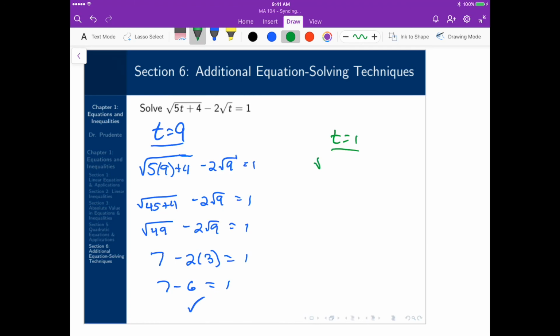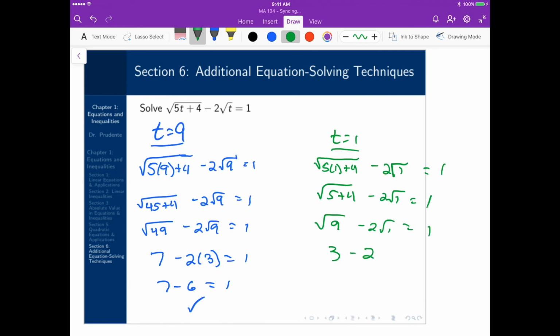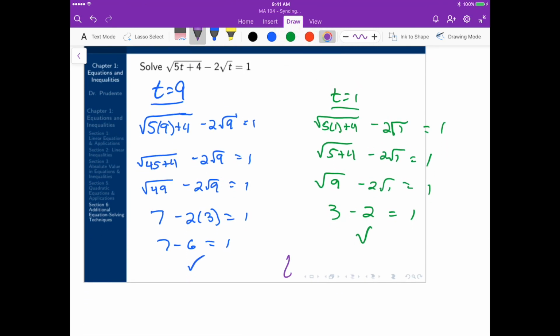So I look at my t equals 1 case, and I want to plug it in. 5 times 1 plus 4 minus 2 root 1, and I have to make sure that that is equal to 1. 5 plus 4 minus 2 root 1 is equal to 1. Root 9 minus 2 root 1 is equal to 1. Root 9 is 3, root 1 is 1, so 3 minus 2 times 1 is 1. So yeah, that works out. In this case, we actually get both solutions, t equals 9 and t equals 1. And that's how we solve a slightly more complicated case. All right, hopefully this helped, and I will see you in class.